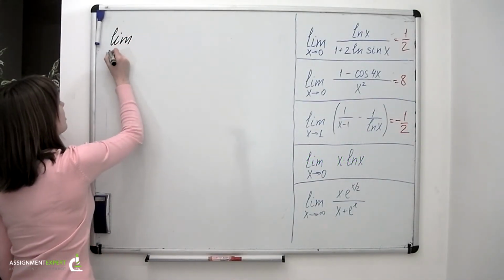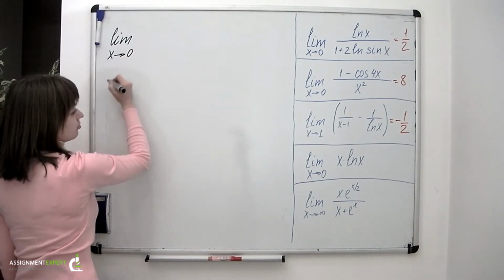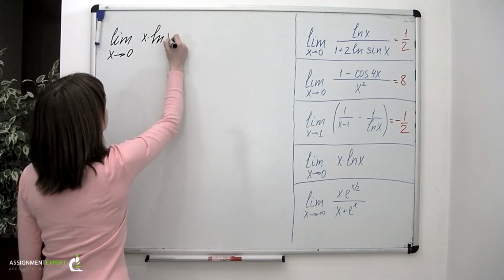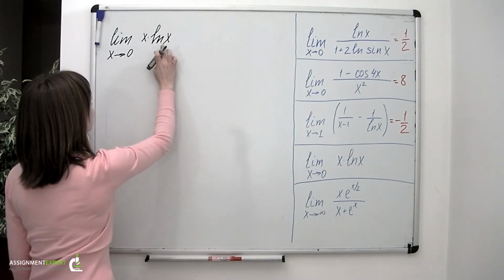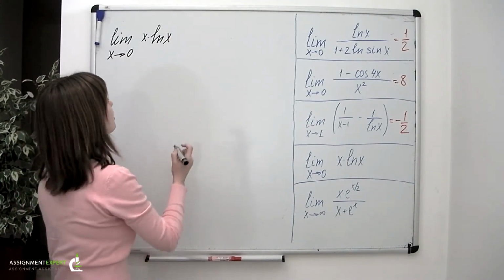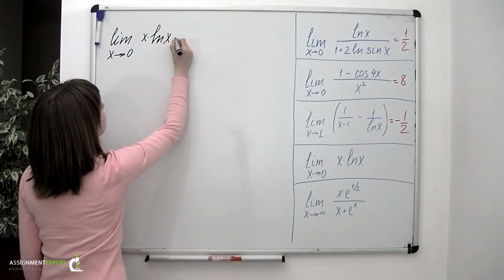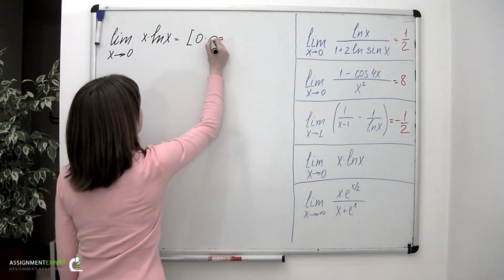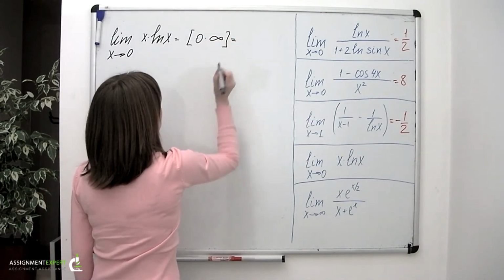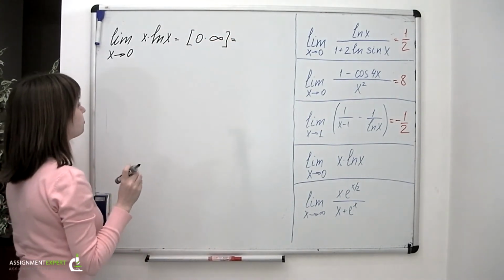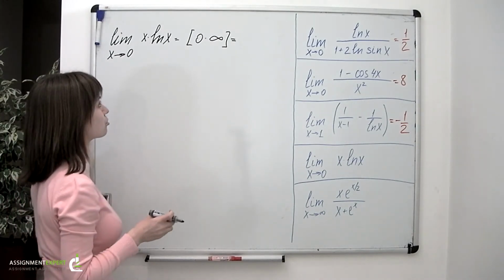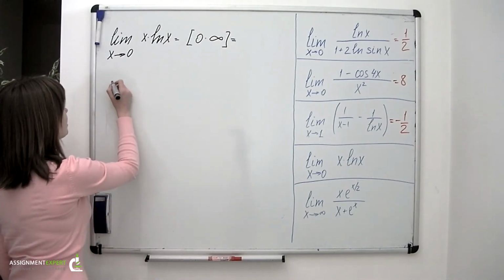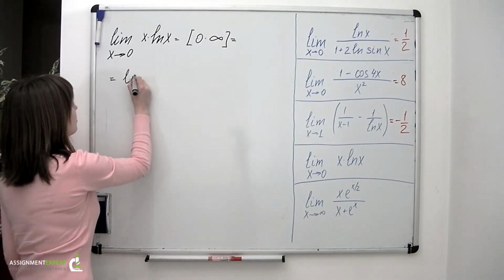Limit as x approaches 0 of x times ln of x. This time we're dealing with the indeterminate product in the form of 0 times infinity. So we can't use L'Hopital's rule at once, and we have to modify this expression. And I suggest that we do it like this.